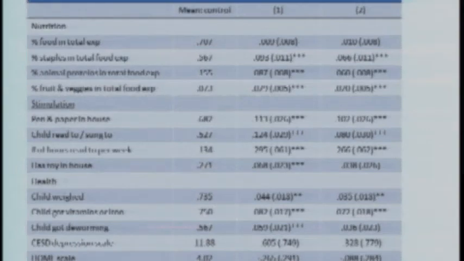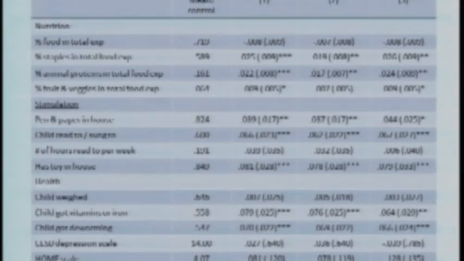What you see is they are more likely to have pen and paper in the house, they're more likely to read to their kids or sing to them, they read to them more hours, they're more likely to have toys in the house, they're more likely to have their kids weighed, they're more likely to give them vitamins or iron, they're more likely to have them dewormed. Not much going on in depression, not much going on in the parenting behaviors, which is what this home scale measures. And by and large, none of this goes away once you control for the fact that these households also have higher per capita expenditures.